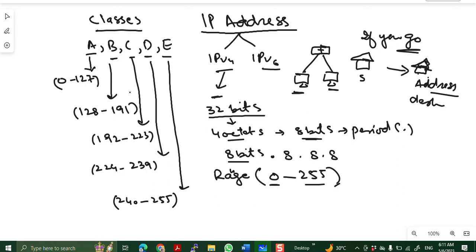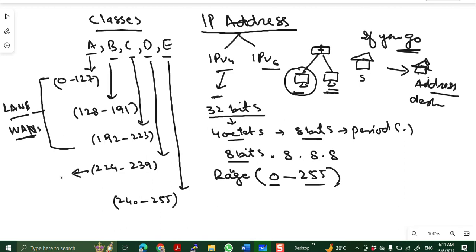We will study these classes in detail later on, but now you have to know that the first three classes, class A, B, and C, are for LANs and WANs. These classes are for local area networks and wide area networks, meaning the IP addresses assigned to these devices will be from class A, B, and C. Class D is for multicasting.